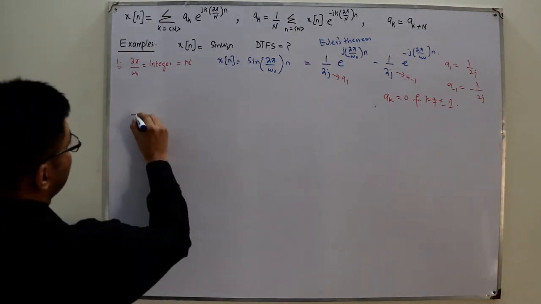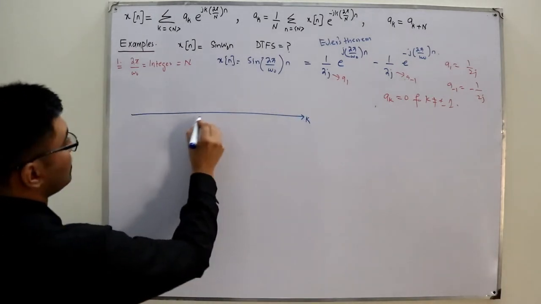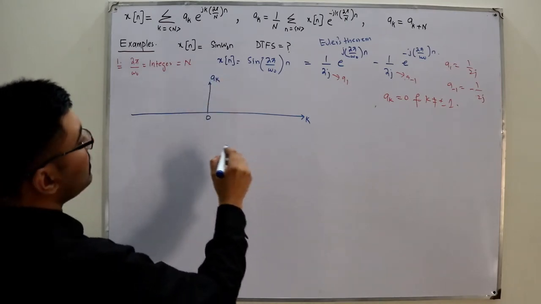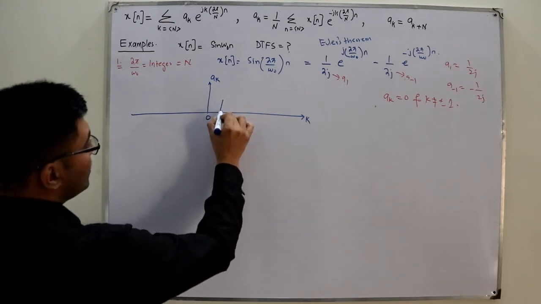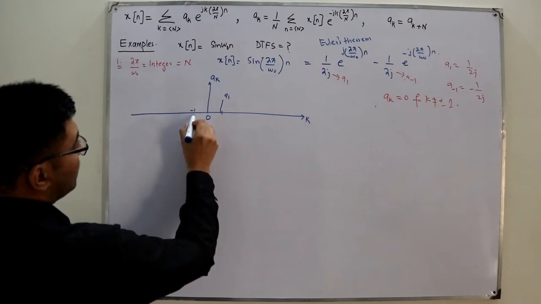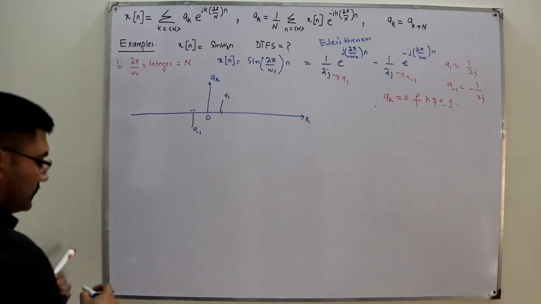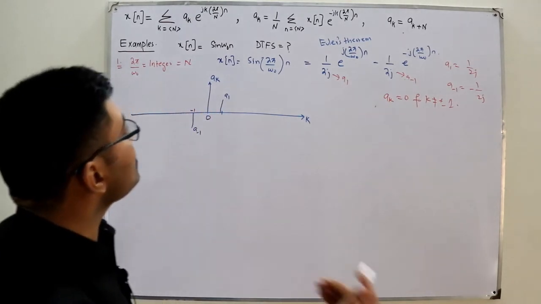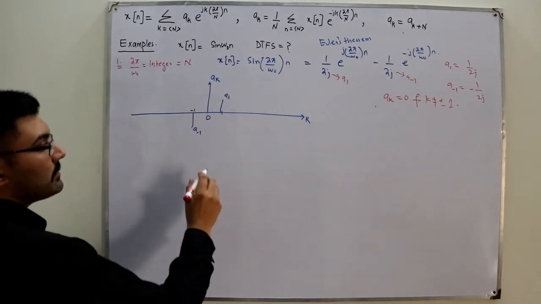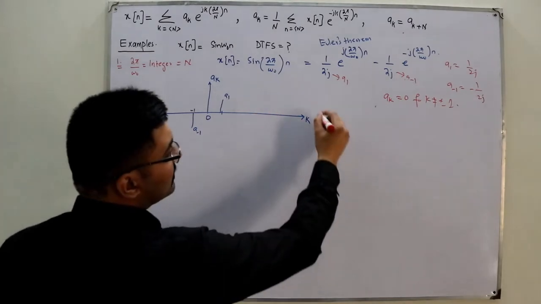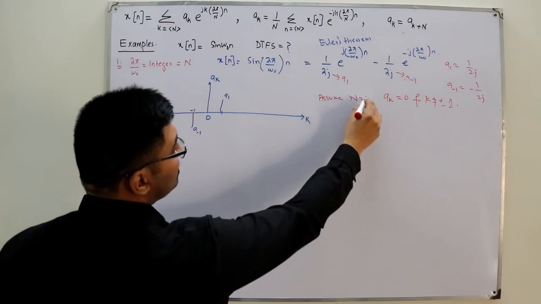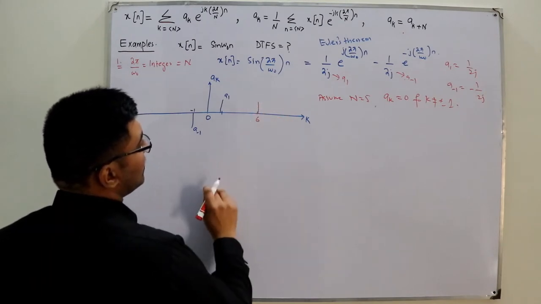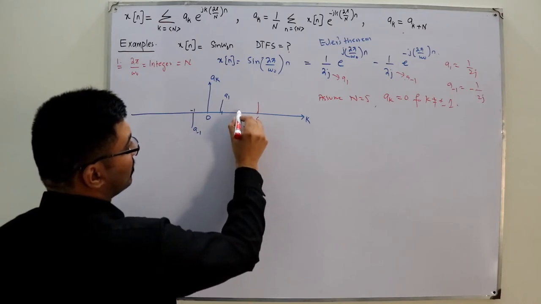Now you can draw the graph. Let's say this is the k axis, this is zero, this is the ak axis. Basically they are located at plus 1, which is 1 upon 2j, a positive value, and at minus 1, which is a negative value. Now have a look, they would repeat by this property, k plus N. So we assume that N is equal to some value. Let's assume that N is equal to 5. So this would repeat at 1 plus 5, so this would come at 6. Similarly, negative 1 plus 5 would come at 4.